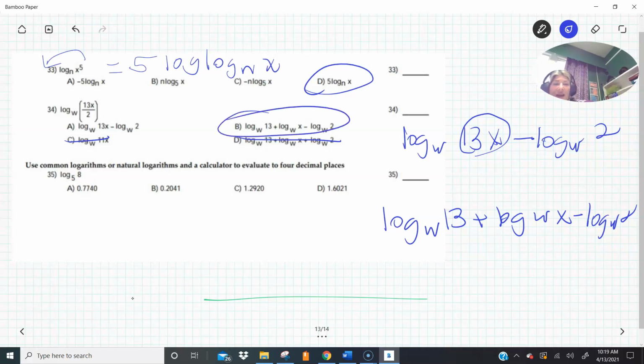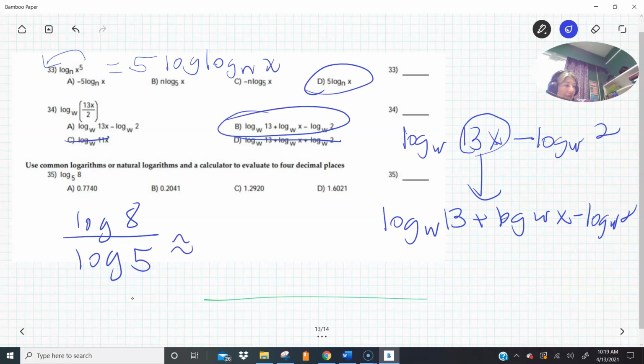They expanded this. And then the last one says use common or natural. Evaluate it using your calculator. This is a change of base. It would be log base 8 divided by the log of 5. And your answer should be on number 35 about 1.2920. So the best answer is C.